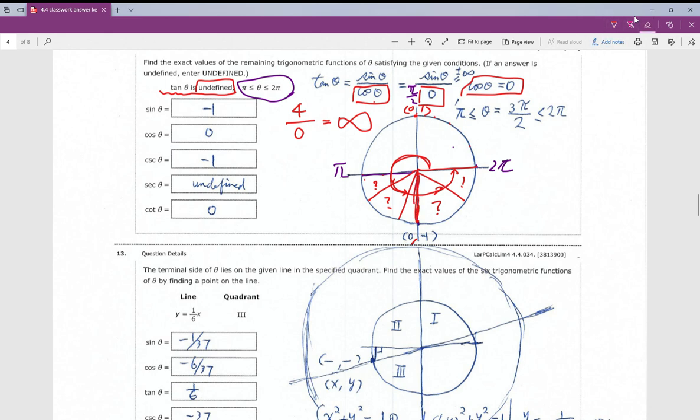Let me erase all the marks so you can see better. So if we talk about this angle, it is not between pi and 2 pi, so it's not.